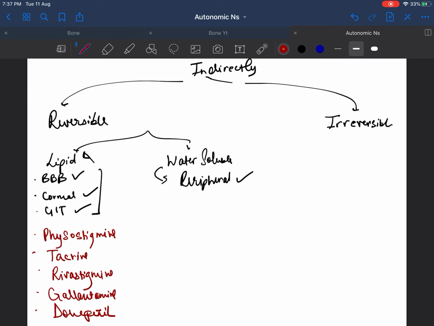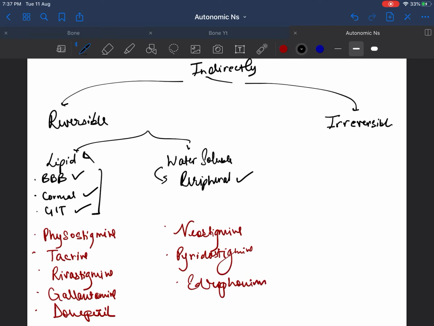So these are the lipid soluble drugs, and what are the water soluble drugs? We have neostigmine, we have pyridostigmine, and we have edrophonium. Very easy to understand. Let's discuss first about edrophonium. So we know that edrophonium, it contains what? Hydroxyl group. So it is obviously polar, that's why it's water soluble. And the only indication for edrophonium is actually one thing which is known as the Tensilon test.